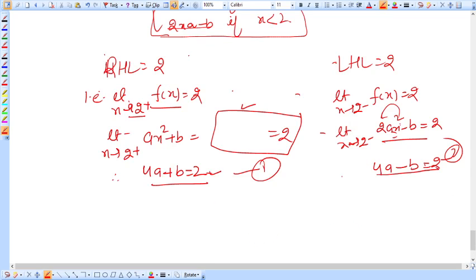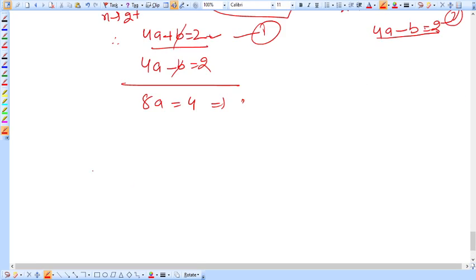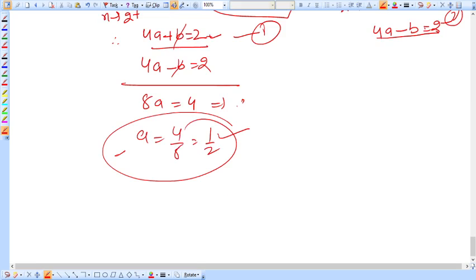Now if we solve these two equations, okay, सो सेकेंड इक्वेशन क्या आई, 4a minus b is equal to 2. नाउ इफ यू ऐड, ये कैंसिल हो जाएगा, तो यू विल बी हैविंग 8a is equal to 4. सो दिस इम्प्लाइज ओके a is equal to 4/8 which is equal to half, okay, so this is the value of a.